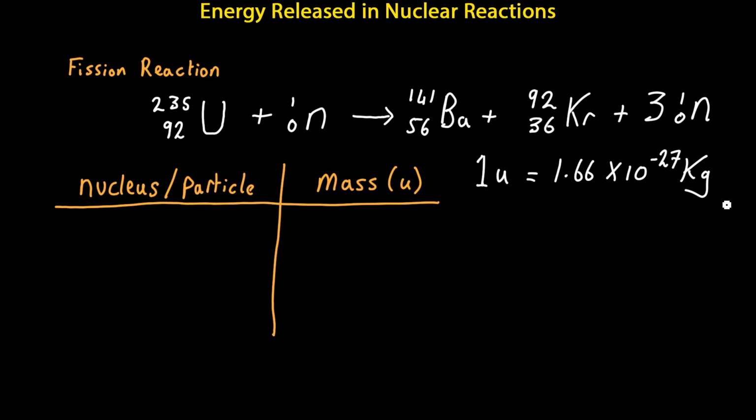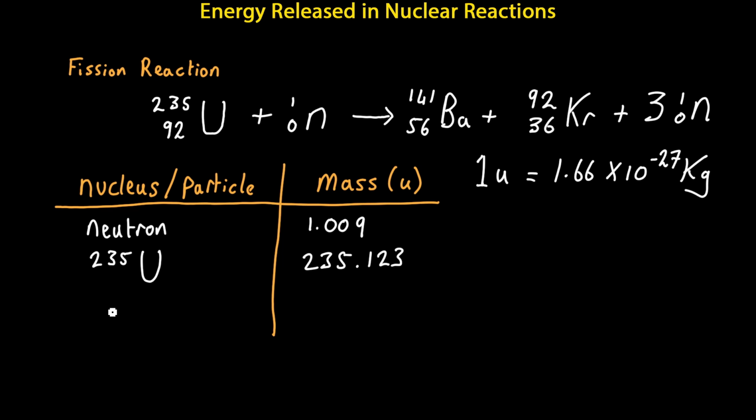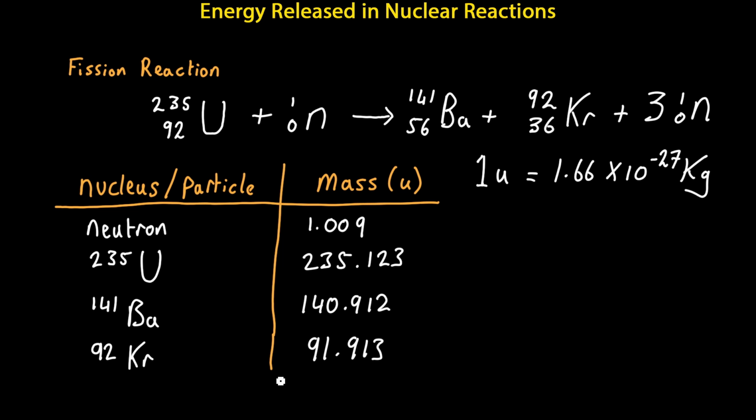So if we draw up a table here, our neutron has a mass of 1.009 atomic mass units. The uranium has a mass of 235.123. The barium has a mass of 140.912. And the krypton has a mass of 91.913. And these are in atomic mass units.